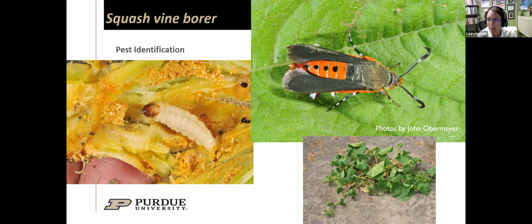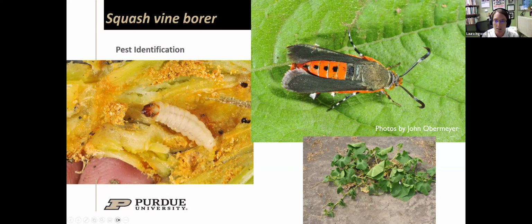It's a very colorful day flying moth. So you can see this adult on the upper right during the day out on the plants resting on foliage. The damage comes from the fact that they lay their eggs at the base of the plant on the stem, and the egg hatches and the caterpillar larva bore into the stem, giving it its name. And then they essentially break the water and nutrient transport within the stem of the plant. So they can cause this wilting within the vine.